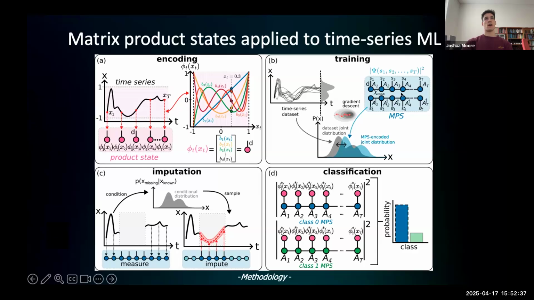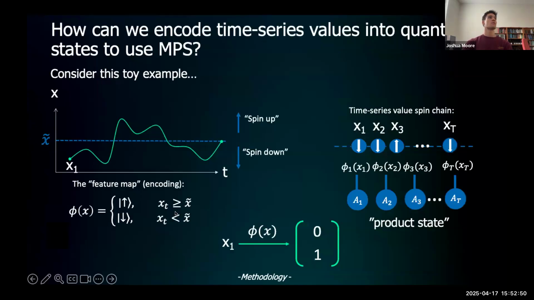And then we look at how can we train it, which I'll go into more depth in a bit. And then the two key applications: once we have this MPS approximation of the joint distribution, how can we use that to tackle problems such as imputation and classification?